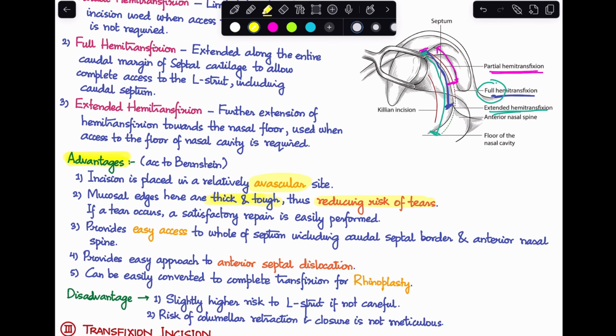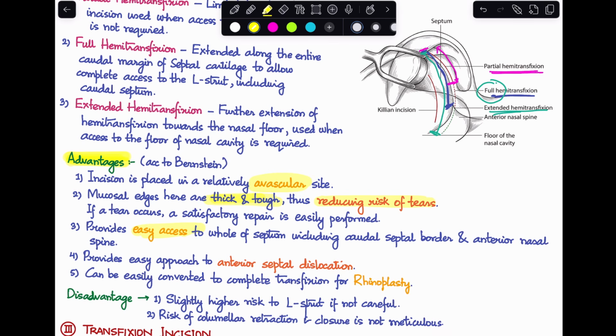Third advantage of the Freer's incision is it provides easy access to the whole of the septum, including the caudal septal border and the anterior nasal spine. So if you have any caudal septal deviation, Freer's incision is the incision that you will be picking, not the Killian's incision. Because in Killian's incision, you cannot access the caudal septal border.